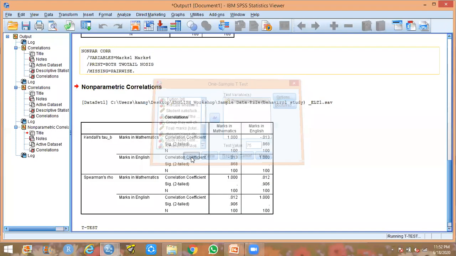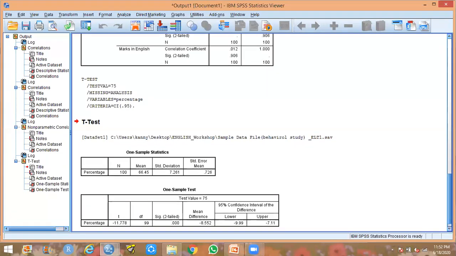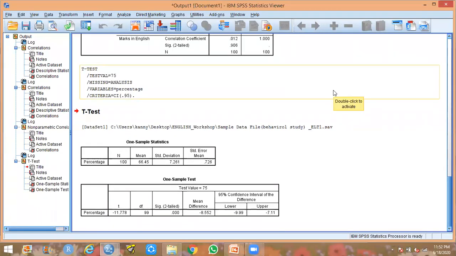Then click OK. So what is happening? You can see in the output view window, have a look at the one sample statistics. This means for your variable, the percentage of marks or academic performance, what is the strength of the class? What are the average marks? What is the standard deviation of marks? And what is the standard error for mean? It will be displayed. You should concentrate on average marks and standard deviation.